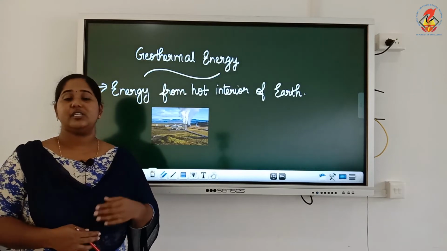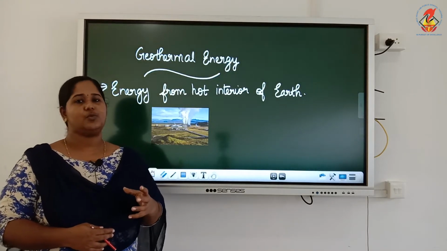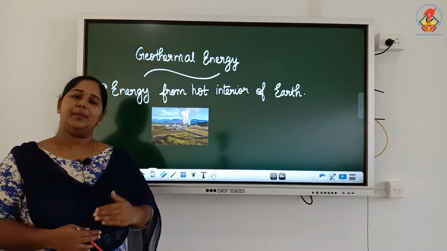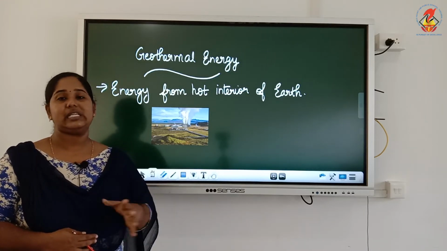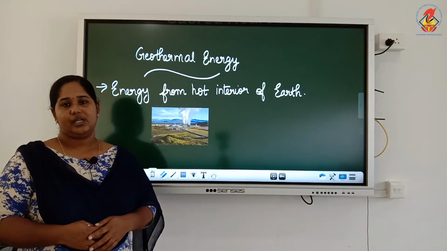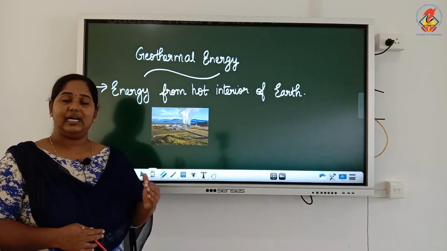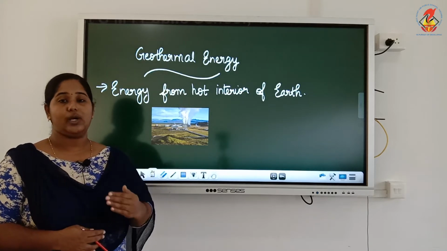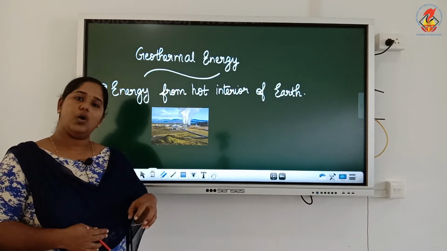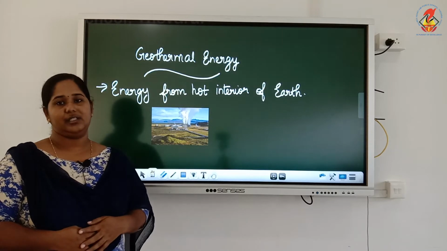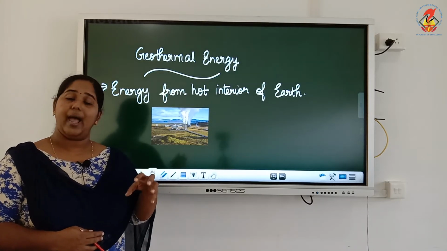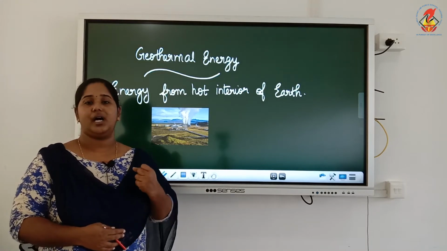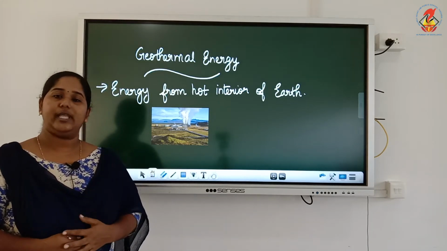The next type of energy is geothermal energy. Geo means what? Earth. Thermal means heat. So geothermal energy is heat from the interior of the earth. We know that the earth contains three layers: crust, mantle and core. The core is the innermost layer of the earth, which is hot and molten. This heat is taken from the earth and this is called geothermal energy.